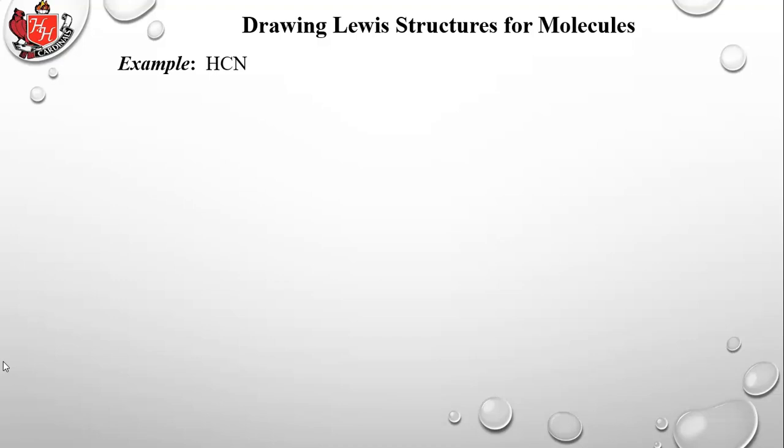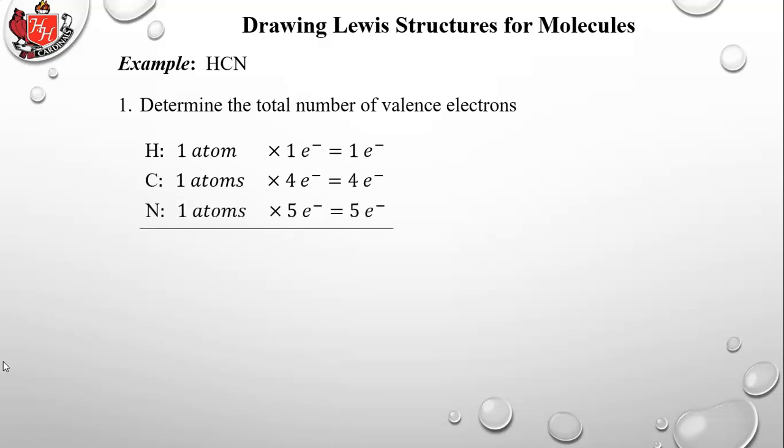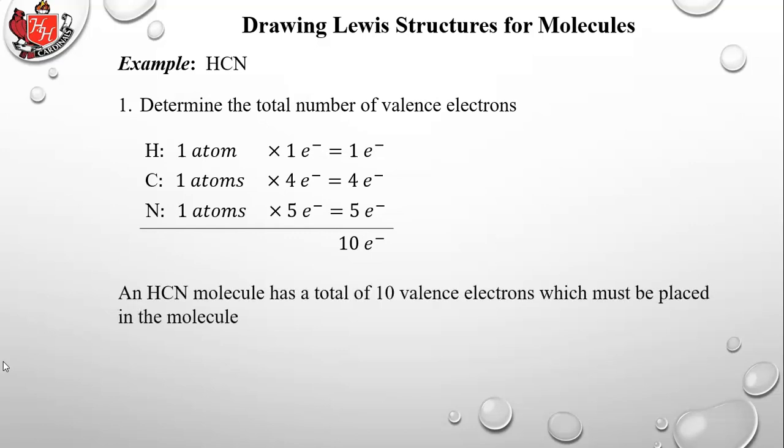Now we're going to do hydrocyanide, and we're going to determine the total number of valence electrons. So hydrogen has 1, carbon has 4, and nitrogen has 5. Again, find that on your periodic table. Be sure you know how to get those numbers. So there's a total of 10 valence electrons that we need to account for. An HCN molecule has a total of 10 valence electrons, which must be placed in the molecule.